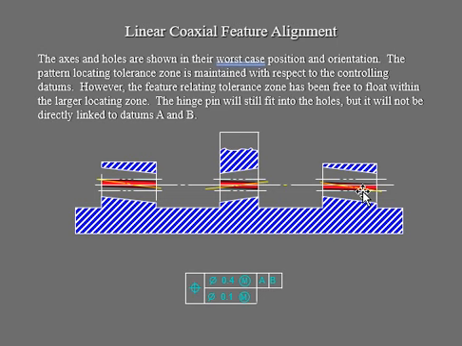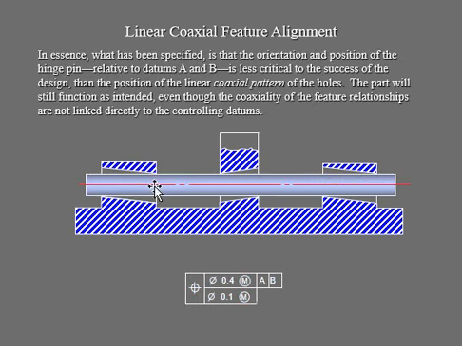Now let's get into the worst case scenario right there. Your pattern is located in the tolerance zone, and we're going to maintain it with respect to your datum A and B. Your feature relating tolerance zone is free. You have to float within these zones right there, a larger locating zone. So the pen is going to fit into that hole, but it's not going to be directly linked to that datum A and B. So let's see that.